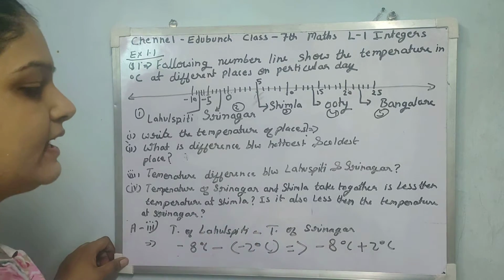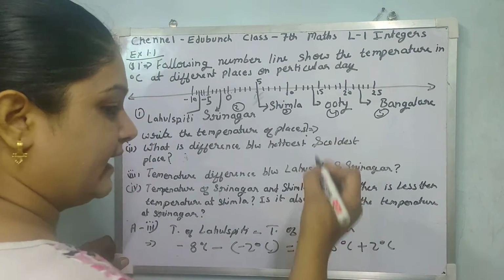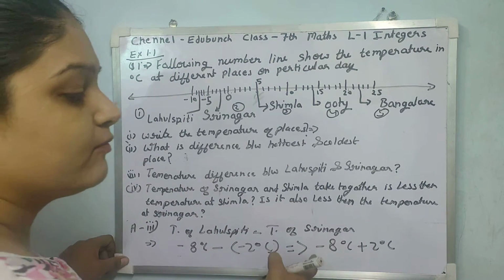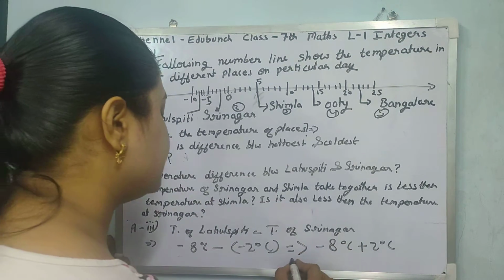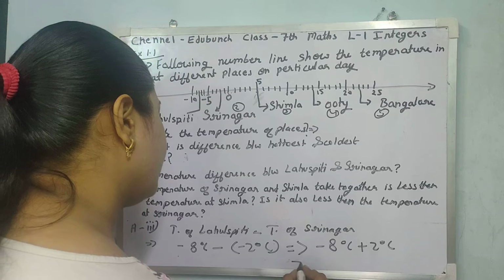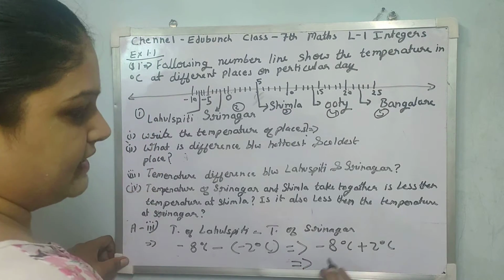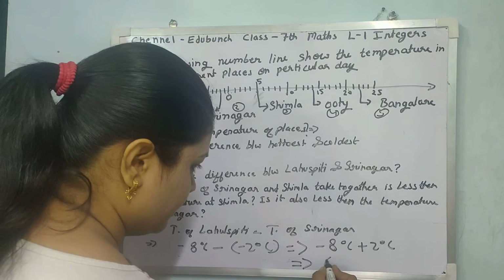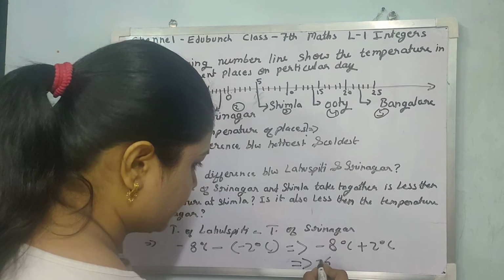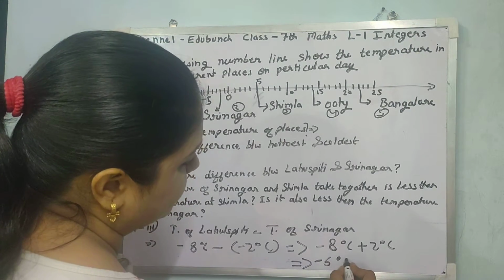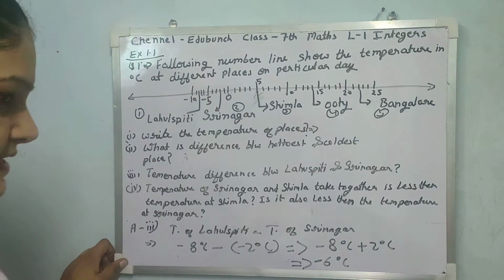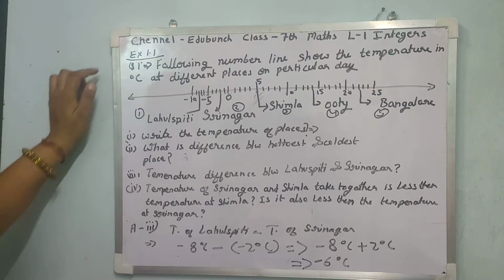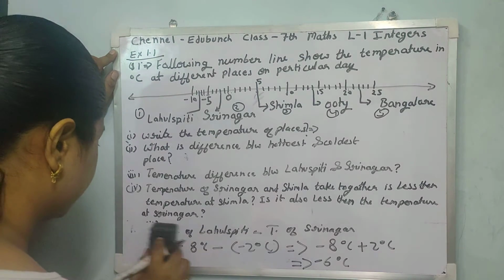Here we subtract 2 from 8, but remember this thing: the sign should be taken from the bigger digit. The bigger digit has the sign of minus, so the value becomes negative: minus 6 degrees Celsius. So our third part is also finished. We move towards the fourth part.